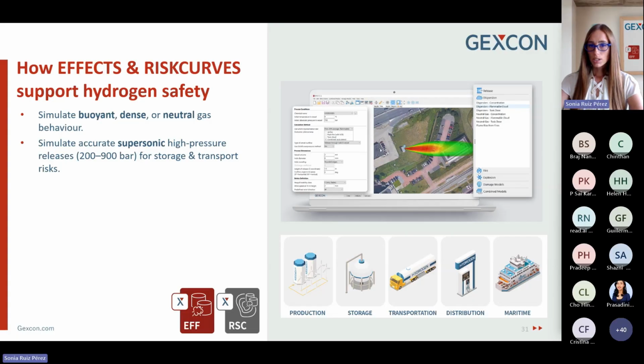Effects can also simulate what we call supersonic releases from high-pressure hydrogen systems. This is very important because hydrogen is typically stored at pressures around 200 to 900 bar, which is very, very high compared to other systems. So being able to accurately simulate these highly pressurized releases is very important and currently included in the software modeling capabilities. This helps us evaluate storage and transport risks and informs containment strategies as well.